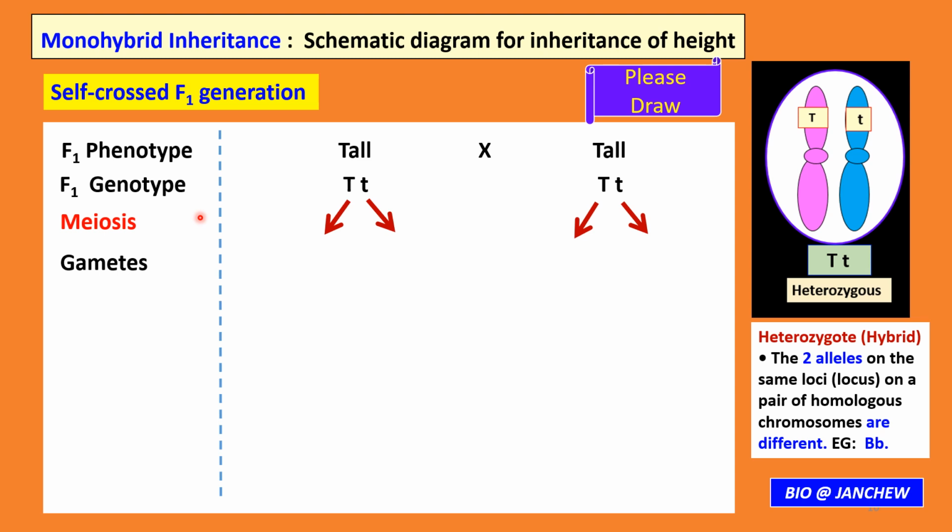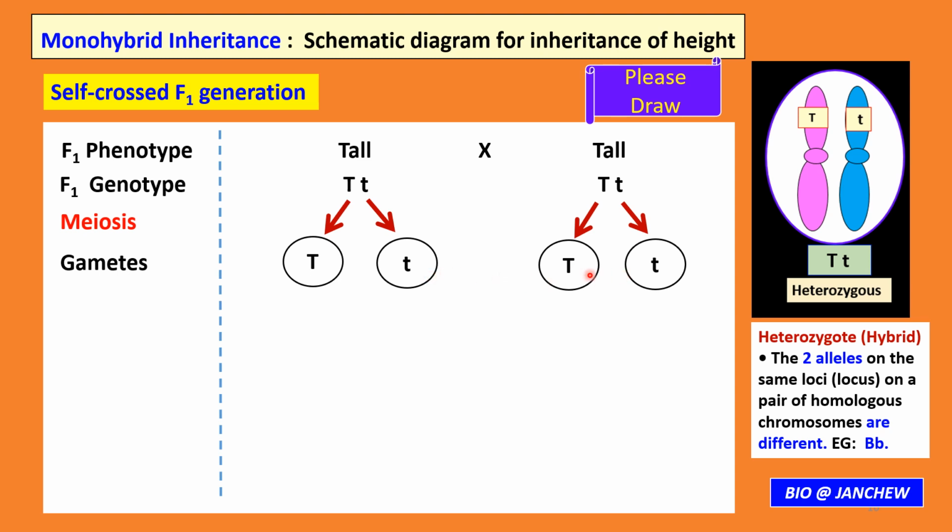In meiosis, homologous chromosomes separate from one another, and they cause the alleles to separate from one another and move to different poles and into different cells. So the first gamete will have the allele big T, and the second gamete will have the allele small t. The first type of gamete has allele big T, the second type of gamete has allele small t.